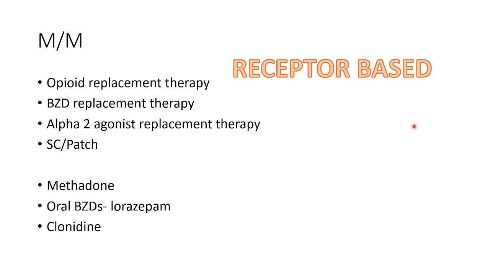So for opioid replacement therapy, methadone has been studied a lot. So methadone introduction gradually, tapering doses can be used for gradual replacement of opioid doses. Oral benzodiazepines can be used if we are struggling with benzodiazepine withdrawal, like oral lorazepam may be used. Clonidine may be used if we are facing dexmedetomidine withdrawal.